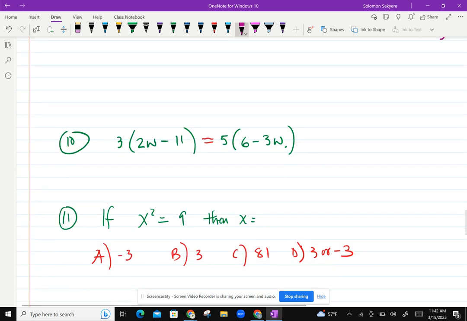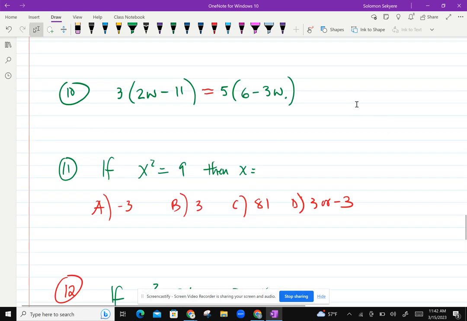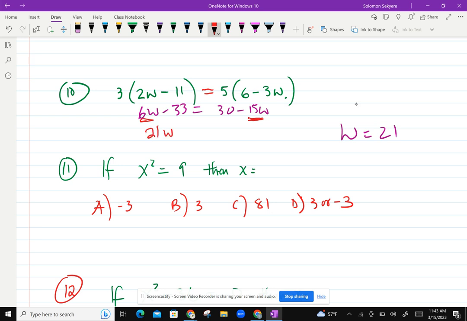Got it? This is easy. Okay, you should get W equals 21, right? Because this is 6W minus 33 is equal to 30 minus 15W. Okay, again and again, what do you do? Underline the terms containing your variable and then group them. So I move 15, negative 15 to this side. I'll get 21W. And then it's equal to what? 63. 63 divided by 21 is 3. That should be your answer.